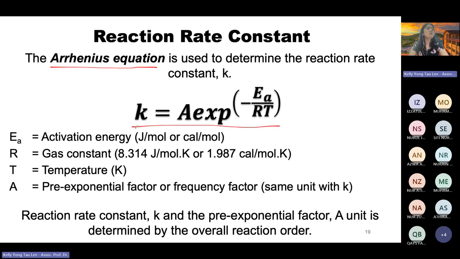You are provided, but you have to understand. Okay, so the value of K is given as equal to A. So A is what we call the pre-exponential factor or frequency factor. Okay, so this is pemalar, kita panggil ini sebagai frequency factor atau pre-exponential factor. Okay, so it's given as A. So I can understand.